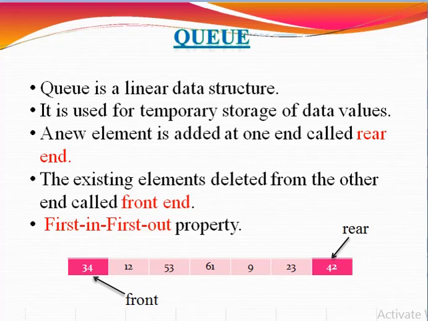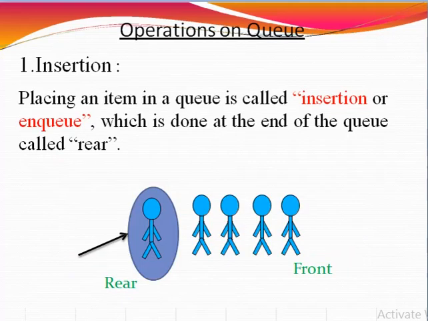This queue follows the first in first out property, that is, the data item stored first will be accessed first. In the given example, the front is 34 and the rear is 42. The whole queue is completely full, as it has a capacity of 7 elements, and all 7 elements are already filled. There are two different operations that we are going to perform on a queue.